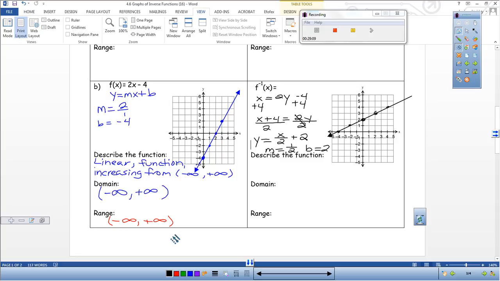Any questions over that? We're good? Okay, we're going to describe that function again. It still is linear. Is it a function still? Yes, function. Is it increasing? Yes. Always? So increasing from negative infinity to positive infinity.